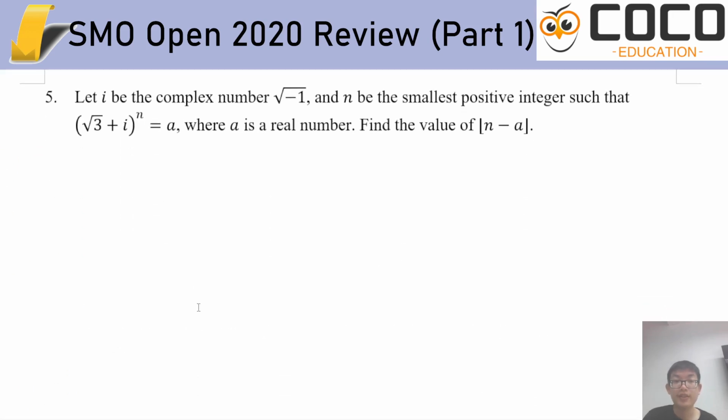Question 5. Yet another A-level type question. Complex numbers this time. Let i be the complex number square root of -1, n be the smallest positive integer such that (root 3 plus i) to the n equals a, where a is a real number. Find the value of floor n minus a. Now, once again, another A-level type question where it depends on what you know.